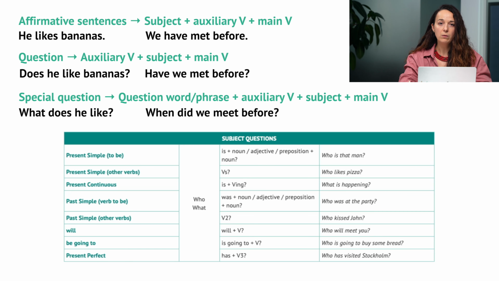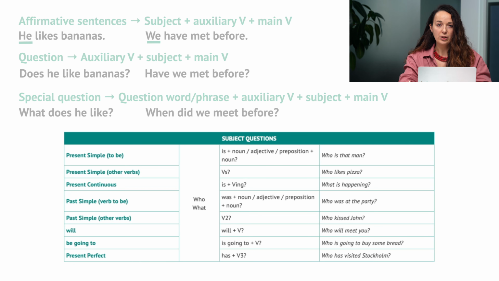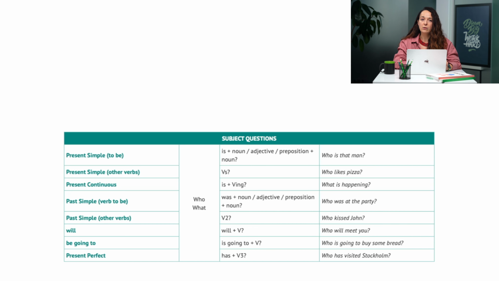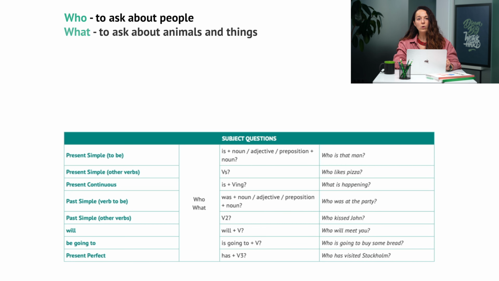But in both of these questions, we know the doer of the action, aka the subject. He, we. And what if we don't know the subject? This is where we start looking at the chart below. Such questions are called subject questions because they ask who or what the subject is. And these are 2 main question words that we use in subject questions. Who to ask about people, what to ask about animals and things.